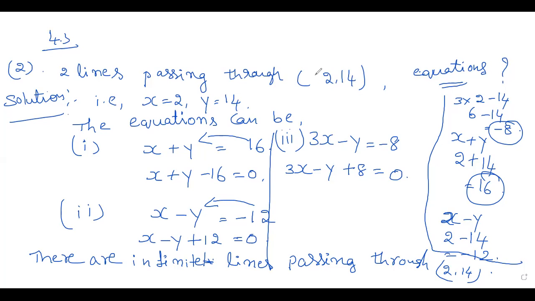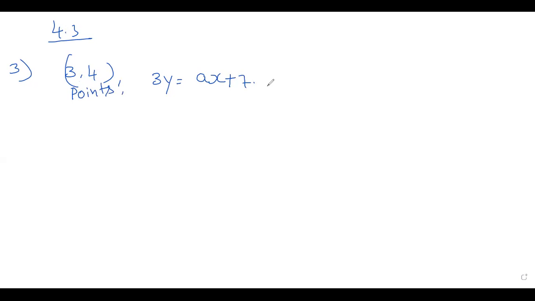We'll go to the next one. (4.3). Third one. If the points 3, 4 lie on the graph of the equation, they have given the equation here, that is 3y is equal to ax plus 7. They have given the equation and also the points. Okay, these are the points and this is the equation.